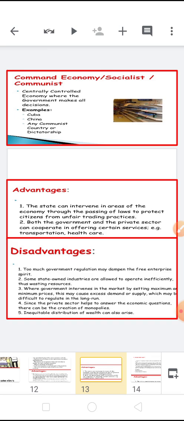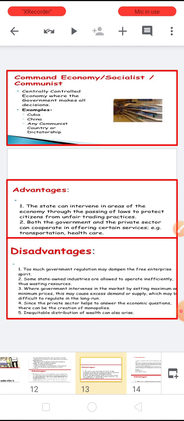Now we have the next kind of economy, that is the command economy, or we can say the socialist economy, or the communist economy. So, children, a socialist economy is the one in which the means of production are owned, controlled, and operated by the government. So, under this socialist economy, the three central problems are solved basically in this way.